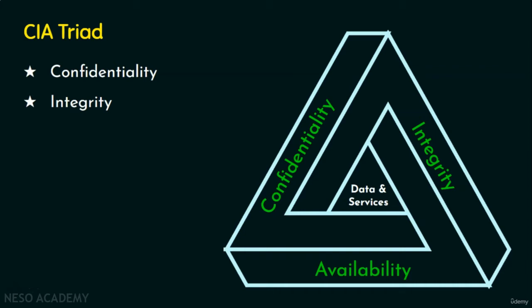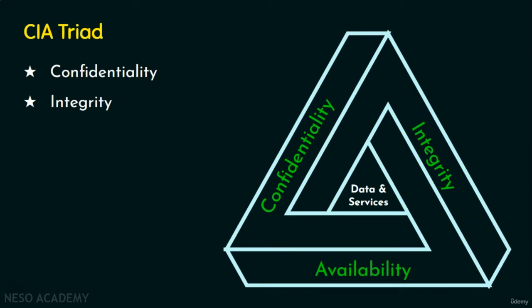So integrity means we need to ensure that there is no modification of the message that is being transmitted. Whatever the sender is sending, only that should be received by the receiver. And if there is any modification in the message that is being transmitted, the system should be able to find that out and it should discard that message. So integrity is also one of the key terms of the CIA Triad.